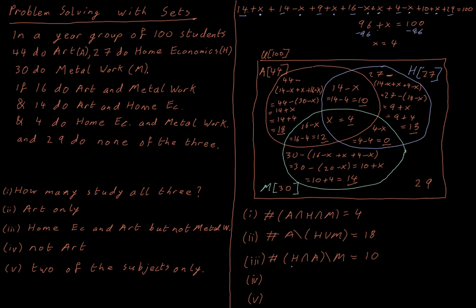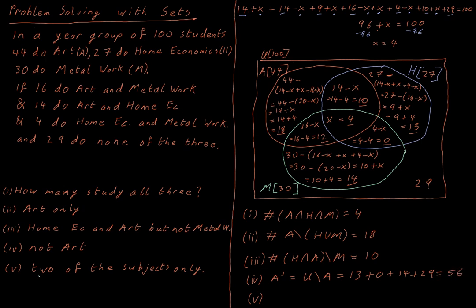Part 4, not art. Well, we know that that would mean art complement or the universe not art. These mean the same thing. So that would be anything outside of our orange circle, our red circle. So that would be 13 plus 0 plus 14 plus 29. So anybody in a set, you don't have to put in the plus 0 if you don't want to. It's just for completeness. When we add all of that together, we get 56.